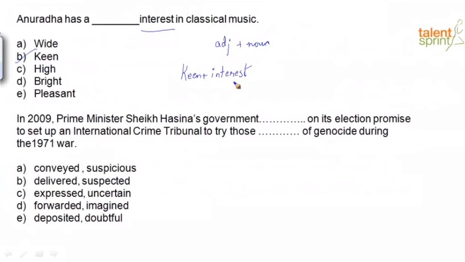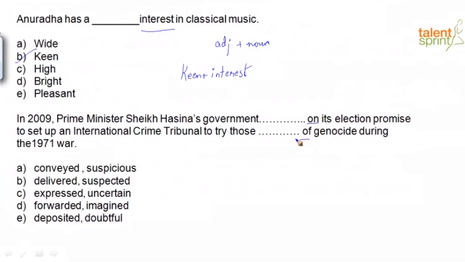The second one, any guesses for the second one, right? Pay attention to the prepositions next to the blanks, on and of. If you notice the second option, most of it goes with of. You can be suspicious of someone, you can be suspicious of something. Suspected of doesn't sit right. Uncertain, you can be uncertain about something, right? Or even uncertain of, very rarely. Imagined of doesn't make sense. Suspected of also is correct.